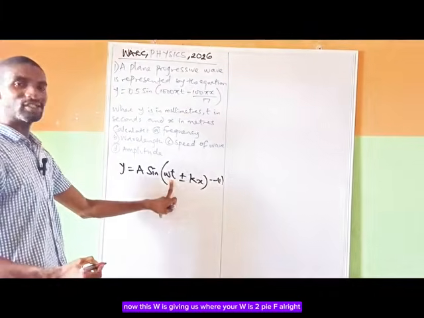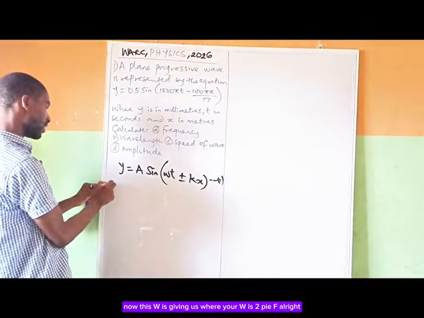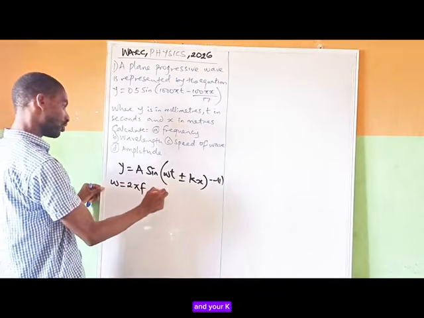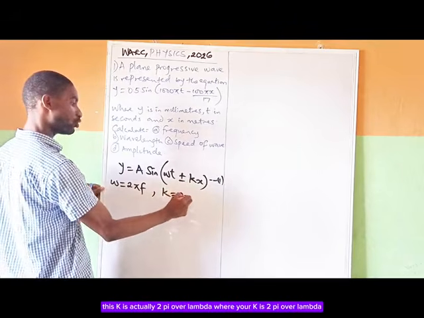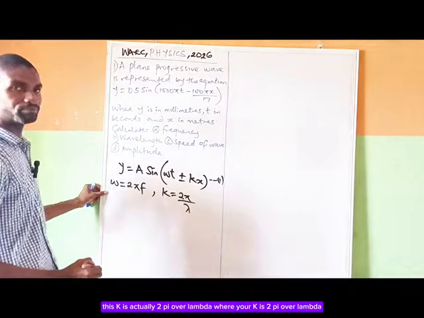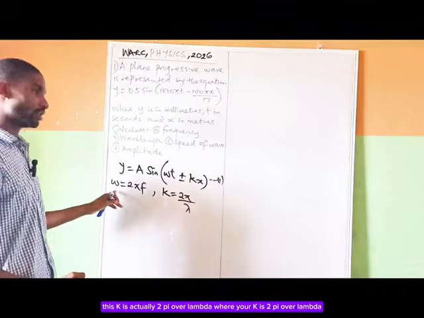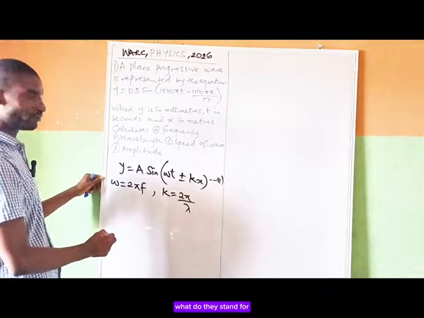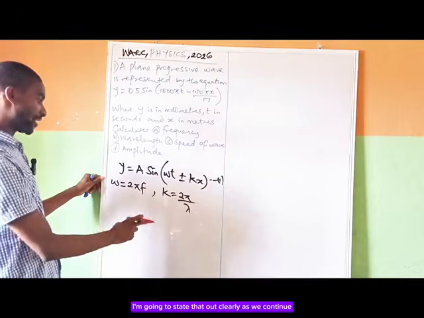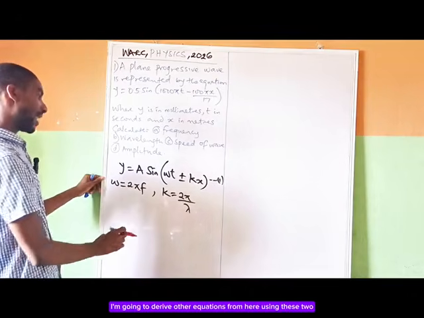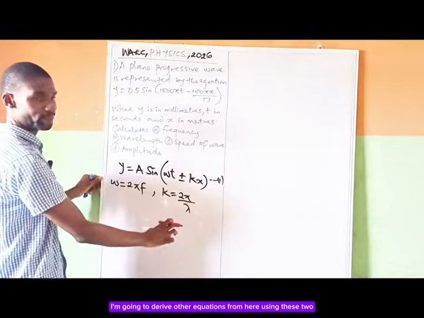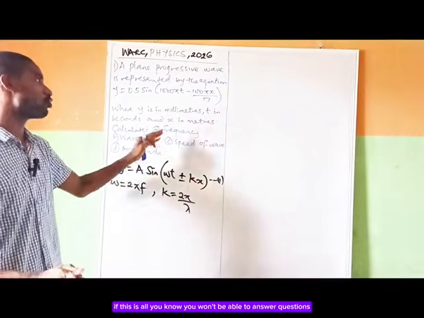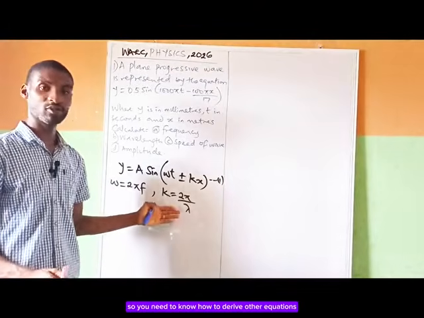Now, w is 2 pi f, and this k is 2 pi over lambda. Where k is 2 pi over lambda, w is 2 pi f. Now, what does each of these stand for? I'm going to state that out clearly as we continue. But before we do that, I'm going to derive other equations from here using these two. Because if this is all you know, you won't be able to answer questions. So you need to know how to derive other equations.